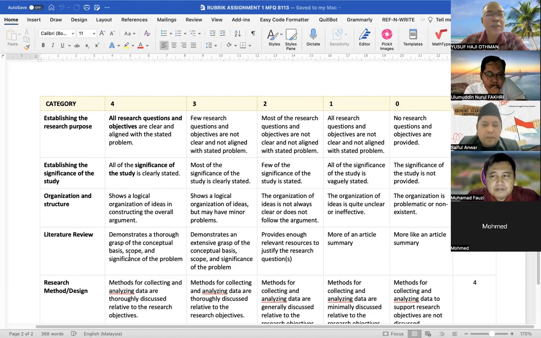But if you read, the more the better. Yeah? But if you can read about 10 for now, it's all right for the initial proposal. And like we discussed last time, all the literature must relate to the topic. Yeah?